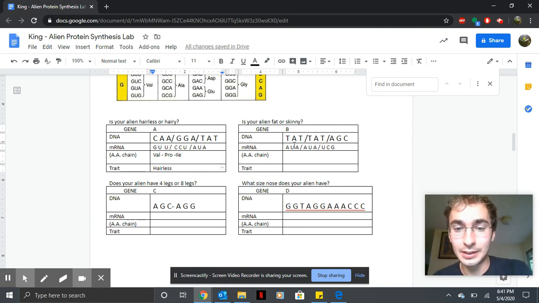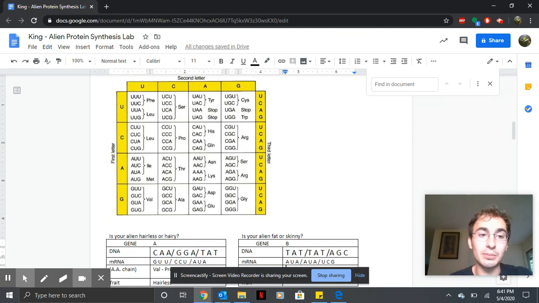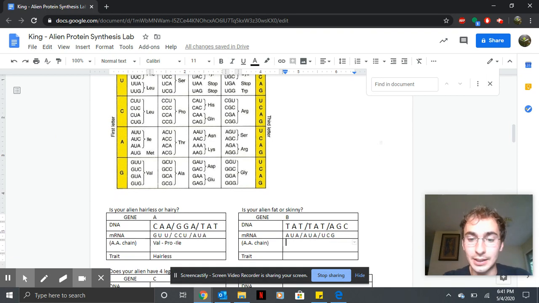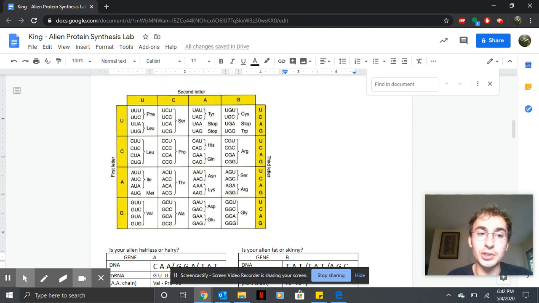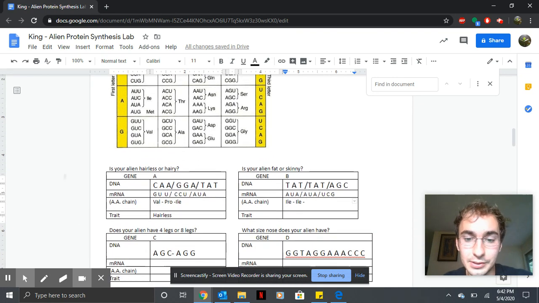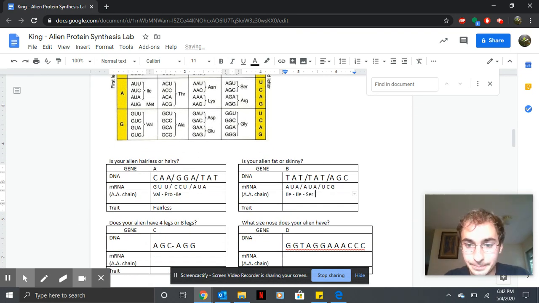Okay. So I transcribe this. Now I'm going to look for AUA again. So if you remember, first letters here, A, then find it U, then A. IL. Okay, that's the amino acid. IL, and then AUA again. Sweet, that's IL. And then UCG. UCG. U, then C, then G. That's Ser. Okay. Serine. Okay.